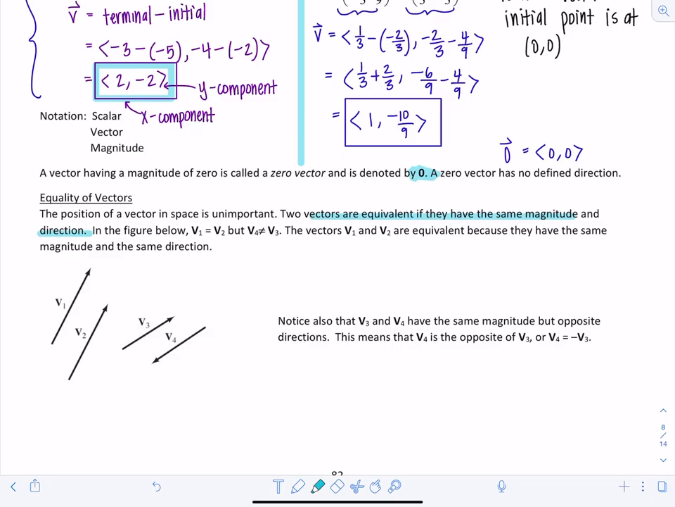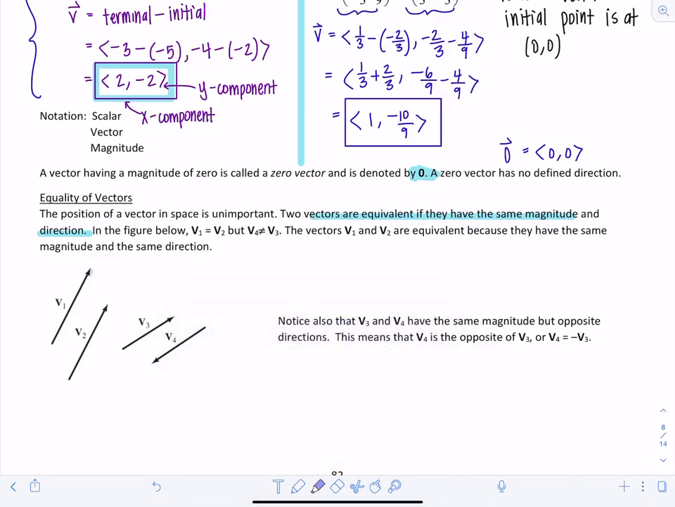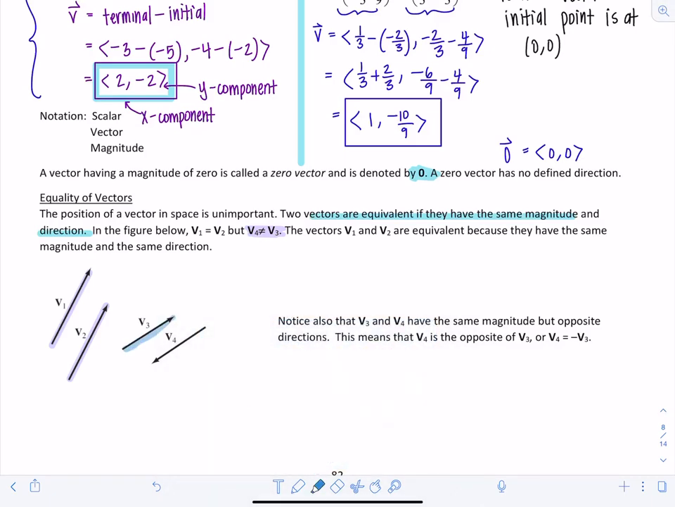So in the figure below, you can see that these two vectors here, V1 and V2, are the same. They have the same direction. They're pointing in the same direction at the same angle, and they have the same magnitude. They're equal in length. But notice here that vector V4 is not equal to V3. They have the same magnitude, right? They look like they're about the same length. However, they have opposite direction. Notice how the arrow is pointing in the opposite way.